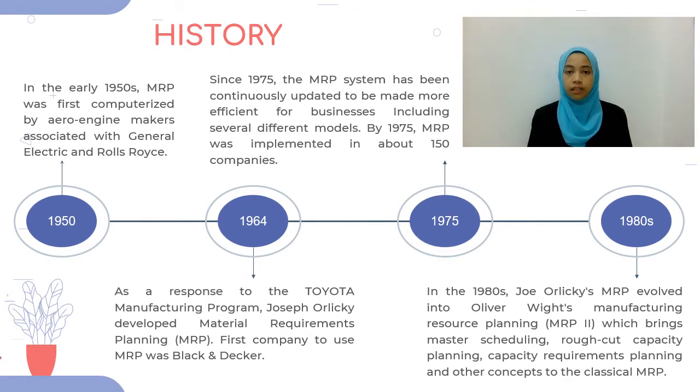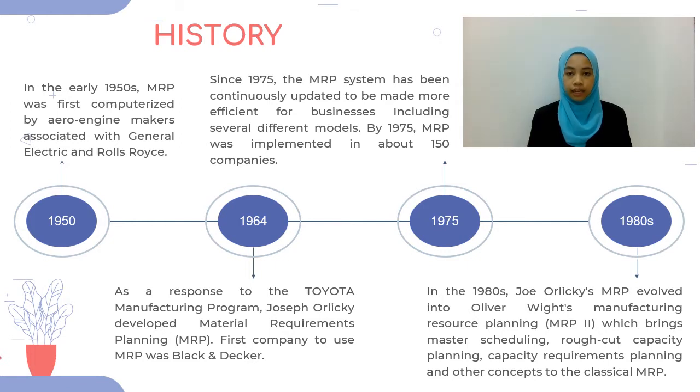Black & Decker is an American manufacturing company that manufactures power tools, hardware, home improvement products, and home appliances that was originally established in 1910. Since 1975, the MRP system has been continuously updated to be made more efficient for businesses, including several different models. By 1975, MRP was implemented in about 150 companies. This number had grown to about 8,000 companies by 1981.